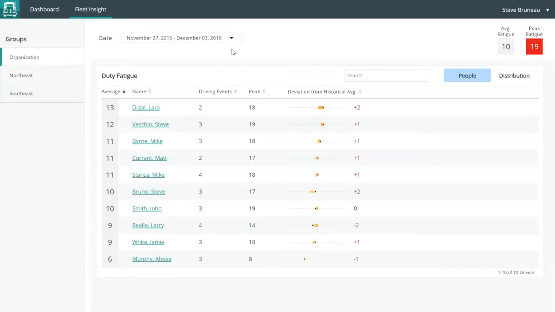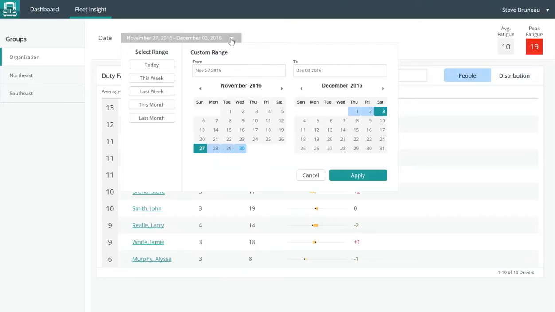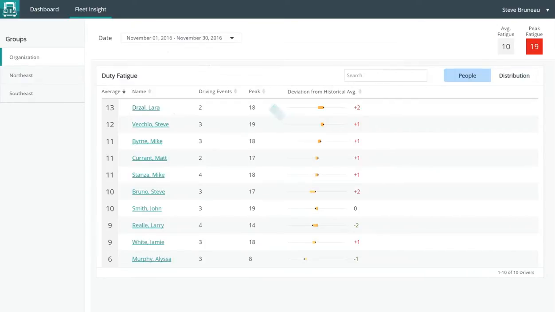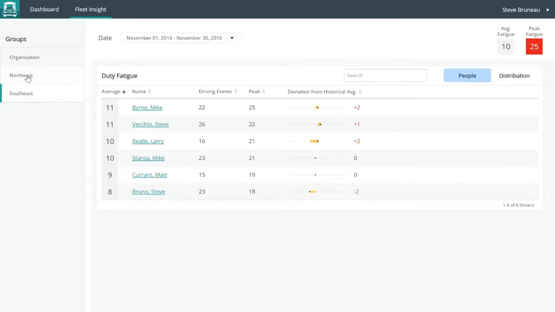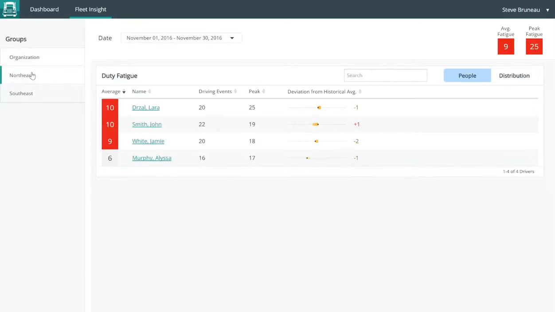For the sake of today's example, we're going to change our date range and we're going to say, let's look at the fatigue of this month. So I'm going to select that, and the system's going to present all of the information about the fatigue analytics of your drivers over that period. What you see here is on the left, I'm presently highlighting the organizational group, but I can also look at any of the lower level teams of drivers that comprise my organization.